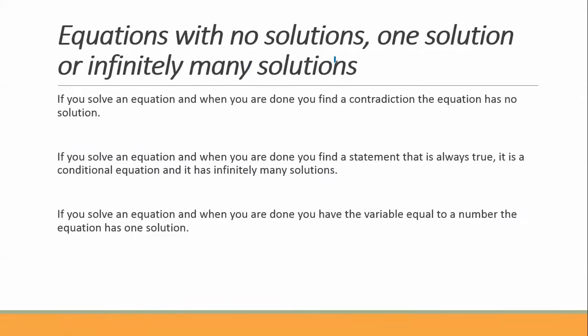Equations with no solutions, one solution, or infinitely many solutions. If you solve an equation and when you're done you find a contradiction, the equation has no solution. So when you solve an equation, if the variables drop out and you get something like 0 equals negative 1, that's a contradiction because 0 is never equal to negative 1. Then there's no solution. If you solve an equation and the variables drop out again and the statement is always true, so you would get something like 0 equals 0 or 5 equals 5, the equation is a conditional equation and it has infinitely many solutions.